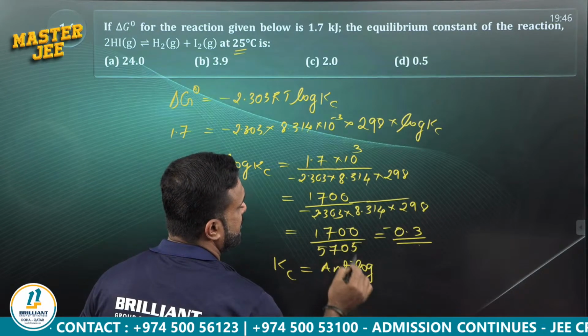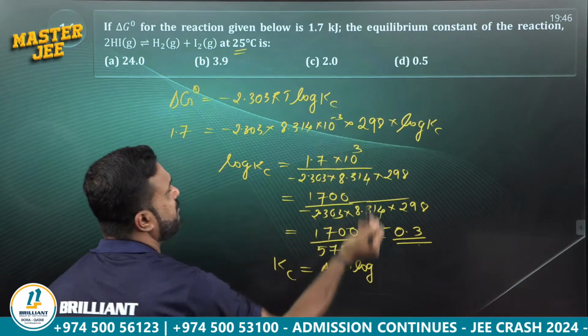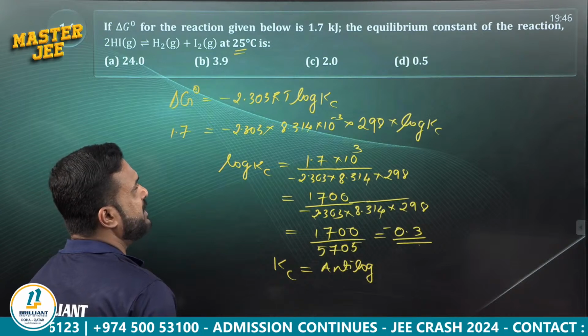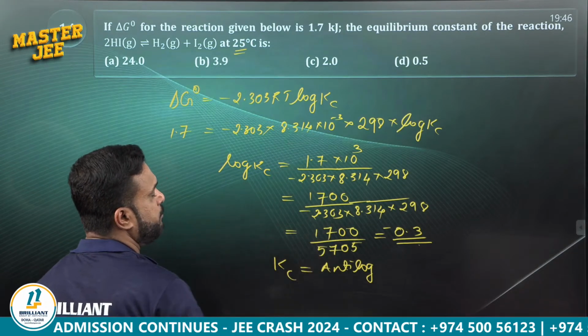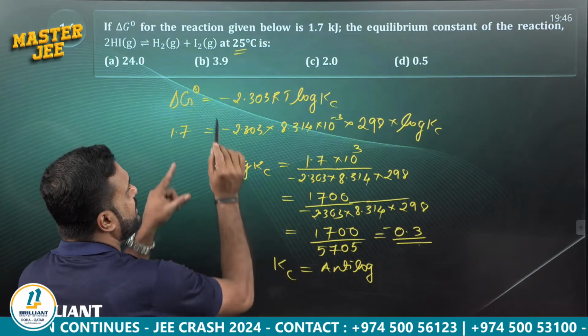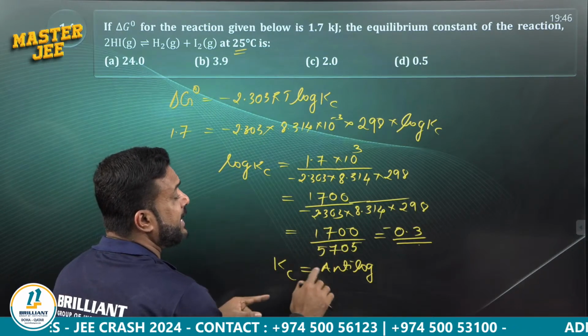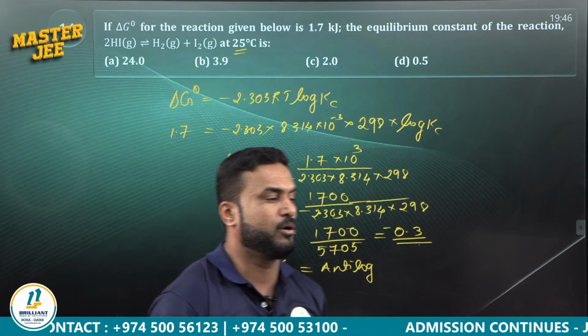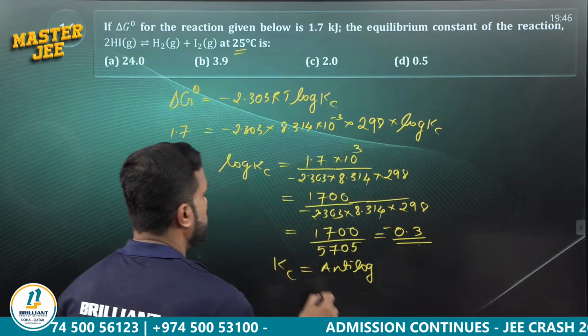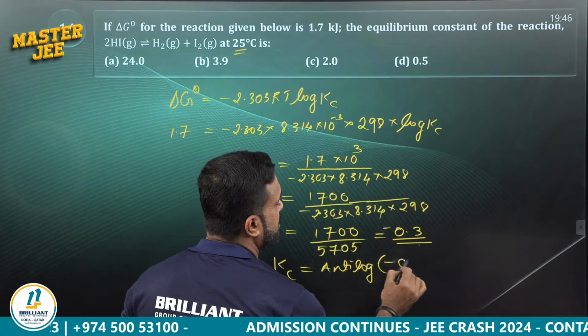But for this type of question, the options will be given with 10 power nowadays. This question is from a previous paper, that's why we put it. Nowadays they give the options with the 10 power, so then only the anti-log value can be easily identified. Otherwise they won't give the anti-log value. So Kc is equal to the anti-log of minus 0.3.